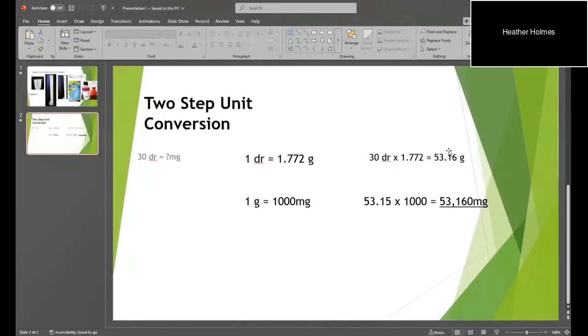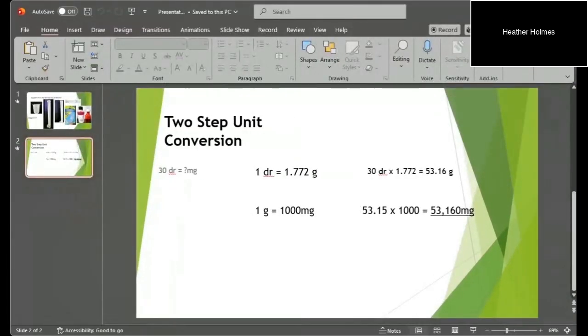Trishira, sorry if I'm butchering your name, asked if you can go over one of the two unit conversions again. Yes. I just gotta pull it up really quick. Okay, can you see my screen? Okay, cool.